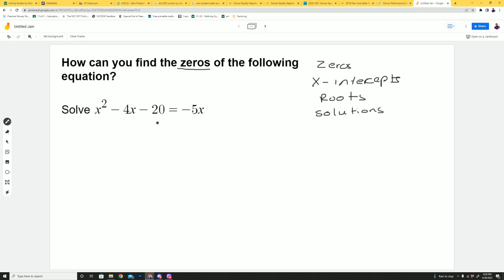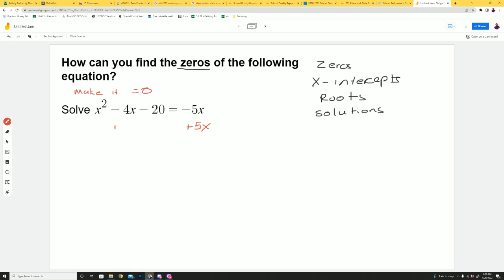So, if I look at this quadratic right here, I notice that the 0 isn't by itself. It's not equal to 0. So in order to solve for this, we have to make it equal to 0. We're going to add 5x to both sides, because if I get rid of this, I'll have 0 over here.